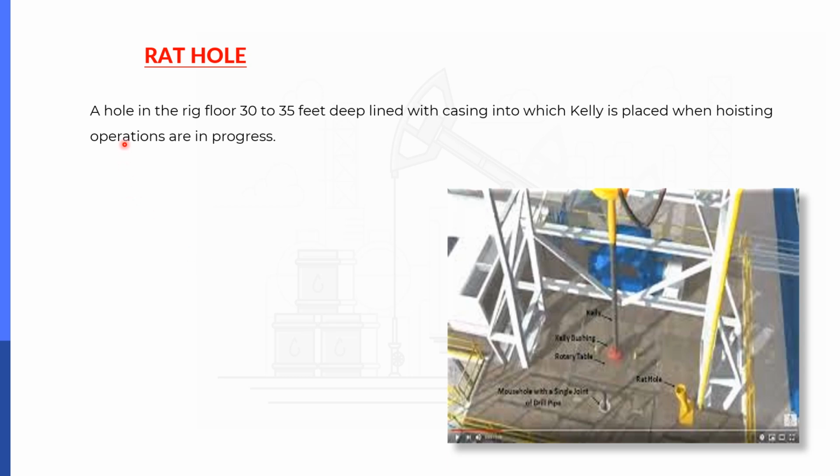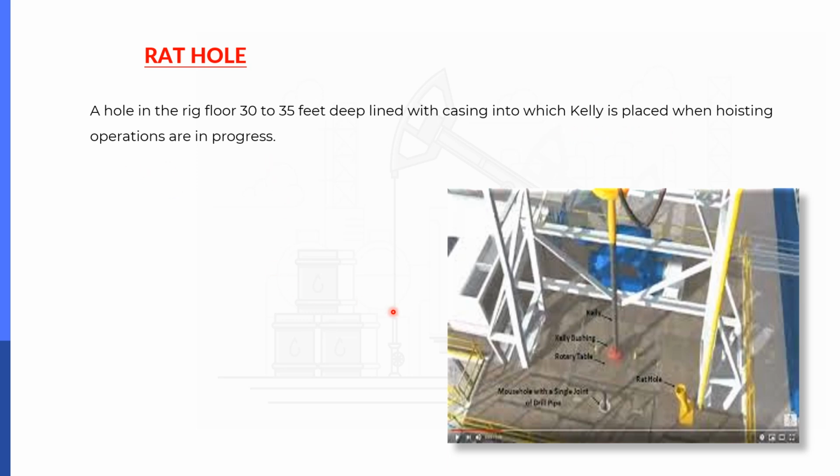Rat hole, you see, we have here, this is a rat hole. This is a mouse hole. This is a rat hole. A rat hole is a hole in the rig floor 30 to 35 feet deep, lined with casing, into which the Kelly is placed when hoisting operations are in progress.